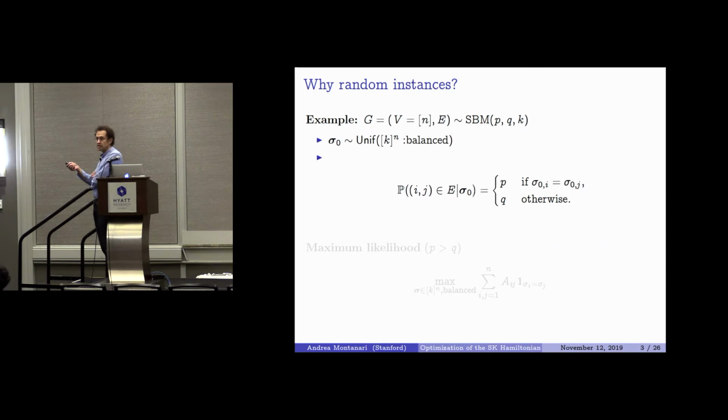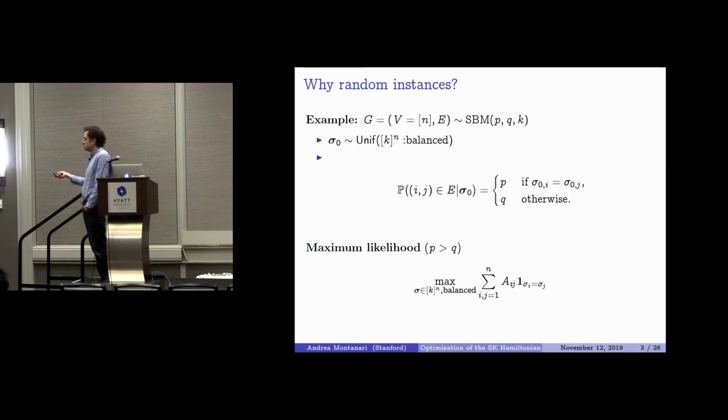Why am I interested in random instances? I'm interested because of problems from statistics or machine learning. A simple example is the stochastic block model. In the stochastic block model, you generate a graph by first generating labels, IID, uniformly random in 1 to k, where k is some fixed small alphabet, and then you lay down edges independently with probability p if the two vertices have the same label, and with probability q otherwise. And then you are given a realization of the graph, and you want to estimate the labels.